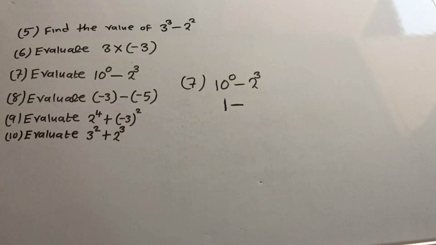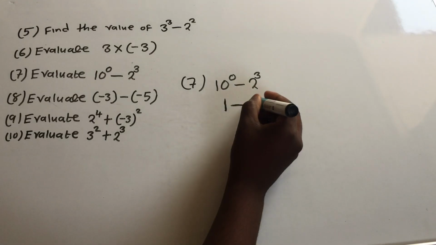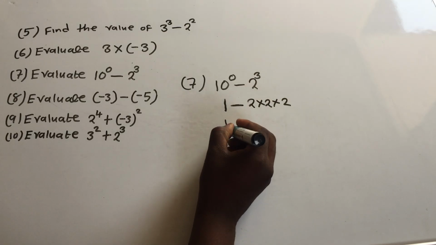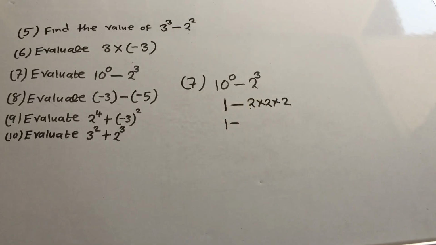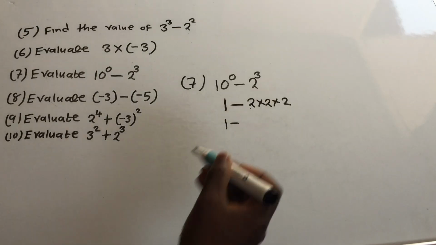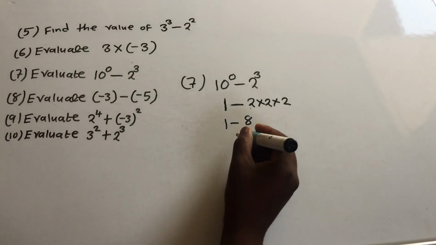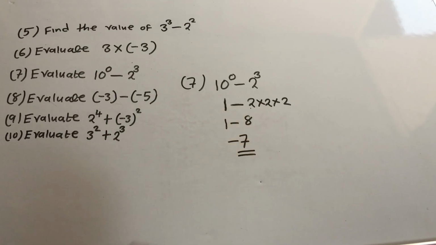Minus, what is 2 to the power 3? It means multiply 2 how many times? 3 times. So 2 times 2 times 2. Here it will be 1 minus, 2 times 2 is 4, 4 times 2 is 8. Now, have you seen what is happening? Here it says 1 minus 8. Once you are subtracting a big number from a small number, your answer should have a negative. So 1 minus 8 is negative 7, because you are subtracting from a small number.